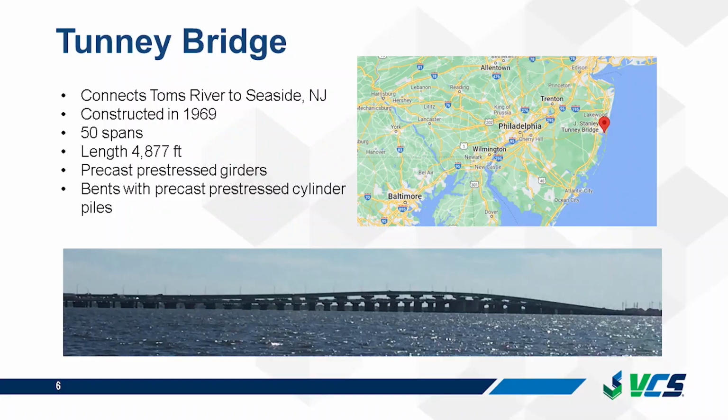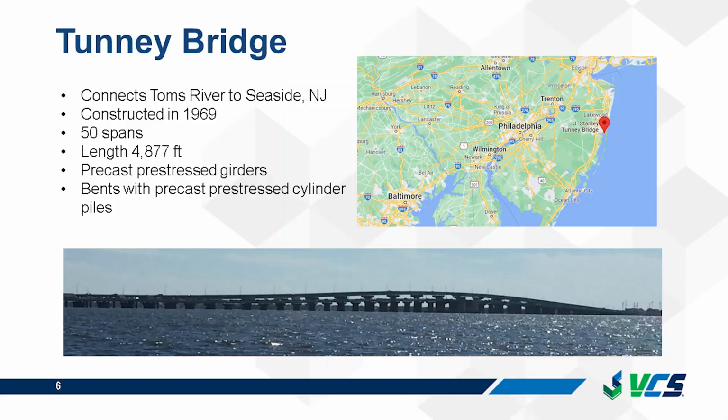This is a photo of Tunney Bridge in New Jersey, which you see on the bottom. The bridge connects Toms River to Seaside. Toms River is located on the mainland and Seaside is on the island. So this bridge is exposed to seawater. It's in the marine environment. The bridge was constructed in 1969. It's a very long bridge, just under 4,900 feet long, and has 50 spans.